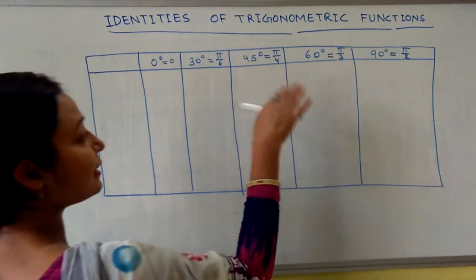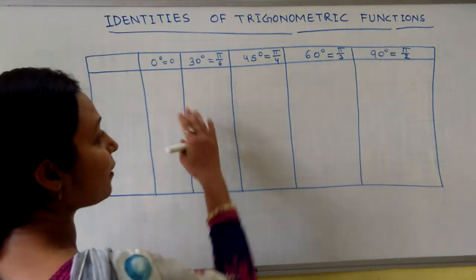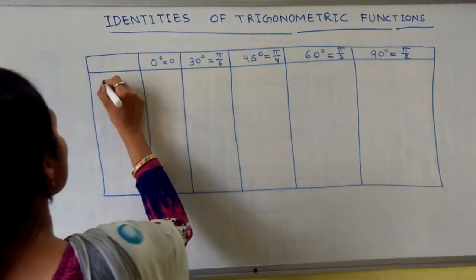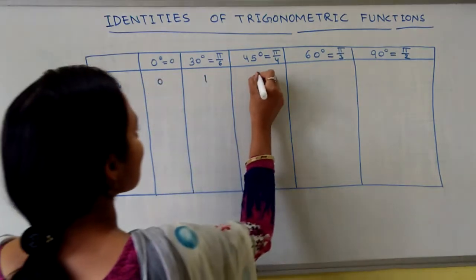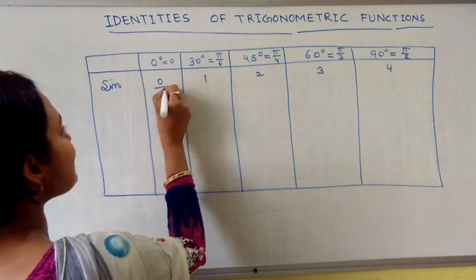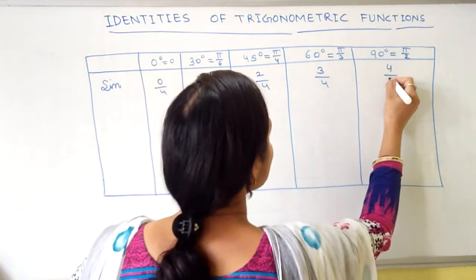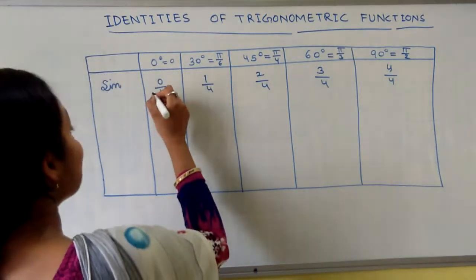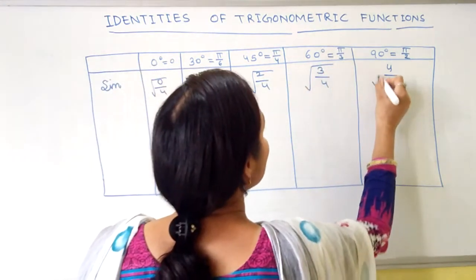Now I will take these angles also, because we already know this is the radian form and this is the degree form. First of all, I will take sine. When I take sine, 0, 1, 2, 3, 4. You all know how to make the values. That is divided by 4, divided by 4, divided by 4, divided by 4 and divided by 4. There are 4 quadrants, total 4 quadrants. Take the under root to make the values. Take the under root like this.